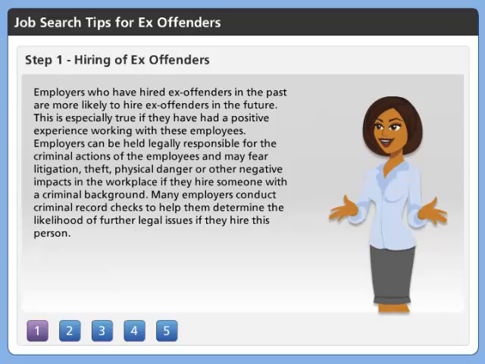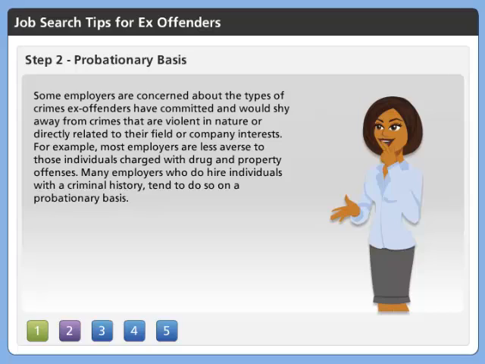Many employers conduct criminal record checks to help them determine the likelihood of further legal issues if they hire this person. Some employers are concerned about the types of crimes ex-offenders have committed and would shy away from crimes that are violent in nature or directly related to their field or company interests. For example, most employers are less averse to those individuals charged with drug and property offenses. Many employers who do hire individuals with a criminal history tend to do so on a probationary basis.